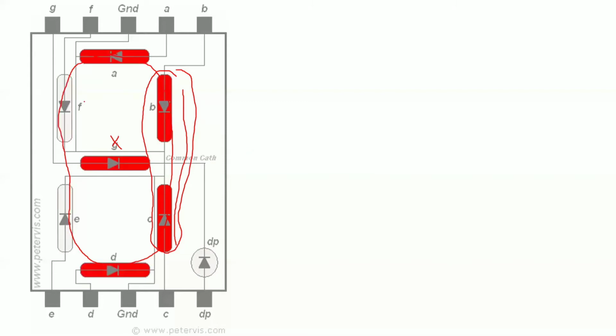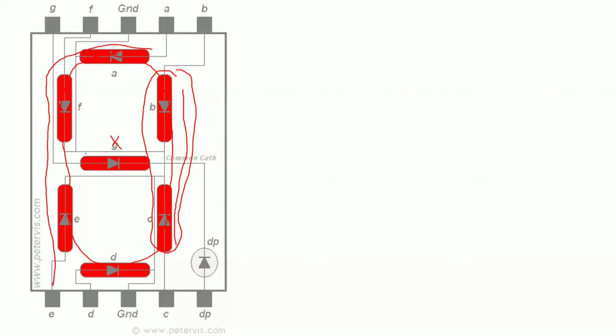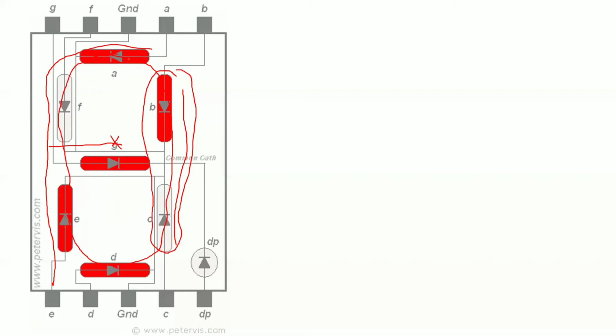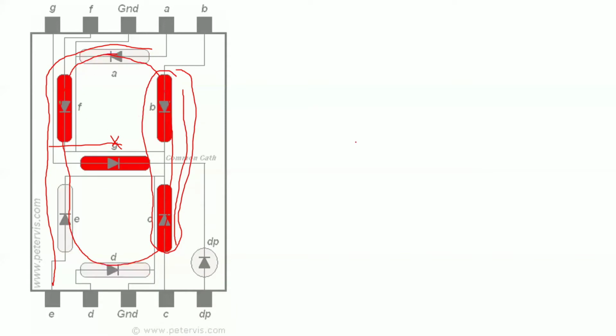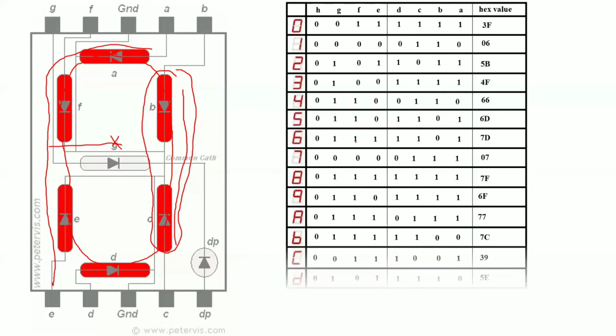Suppose I want to display F. F means, here, this is F. So F means A, F, G and E. These LEDs get turned on, and the remaining LEDs are turned off, right? So this is how we are able to display numbers or characters in your 7 segment display.